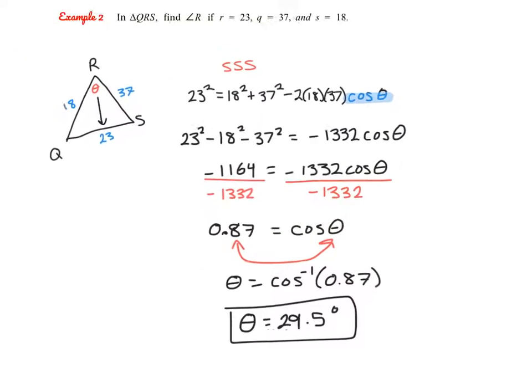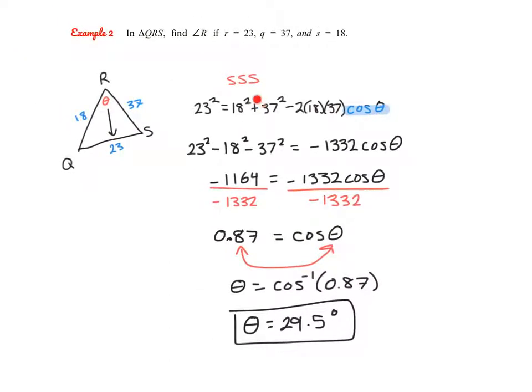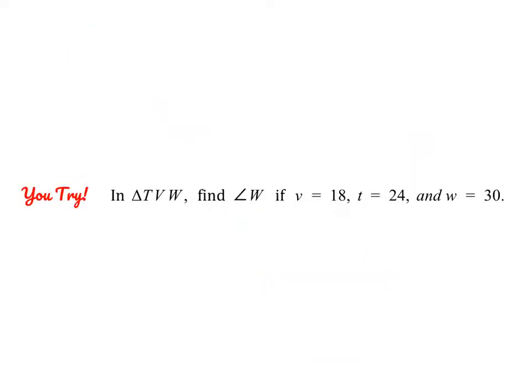So try to make your job a little bit easier. For example, when you're trying to isolate cosine of theta, don't multiply these out yet because those are going to be large numbers. So you can actually move them over and then plug this into your calculator. Just makes it a little bit easier. Okay, go ahead and pause the video and give this last problem a try.